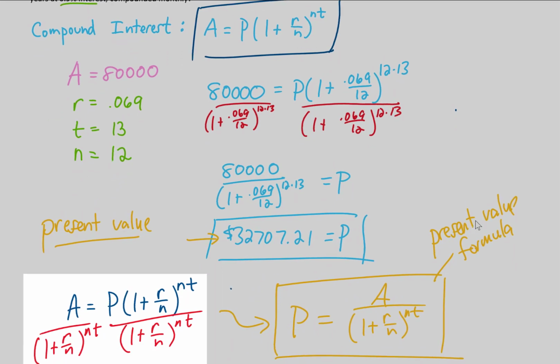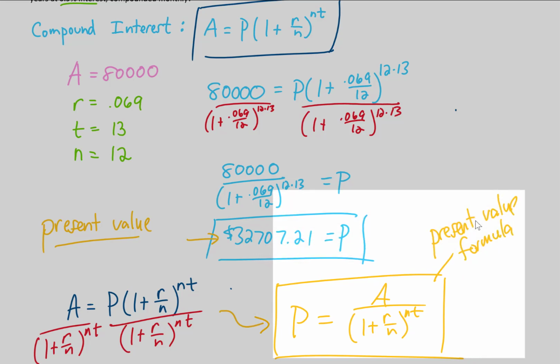And you'll notice if we divide both sides by that messy expression, you just get P by itself on the right side of the equation. And on the left side of the equation, you're left with A over that messy expression. Now, a lot of textbooks do this, and they give this to you as a separate formula. It's called the present value formula. Feel free to use it, but keep in mind that it is really just the compound interest formula rewritten in a different form.